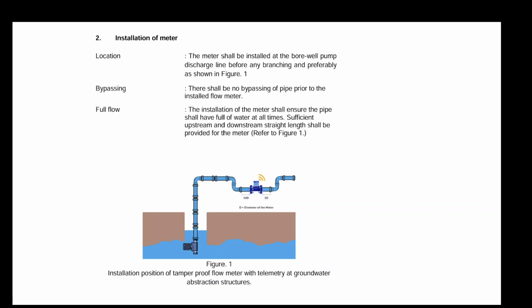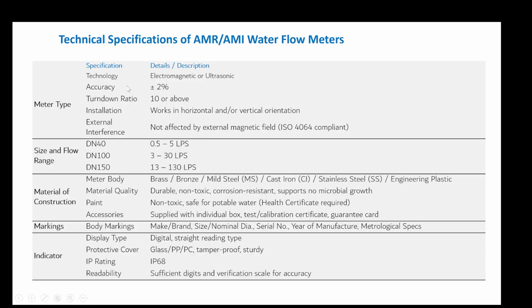And then this would be the installation position of a tamper-proof flow meter with telemetry at a groundwater abstraction structure. So you can see that this would be 500, it should be like that, 10D. 10D is the pipe size, where D is the diameter of the pipe. So here it should be like that, so that it will transmit the data. Technical specifications are also given in the guideline.